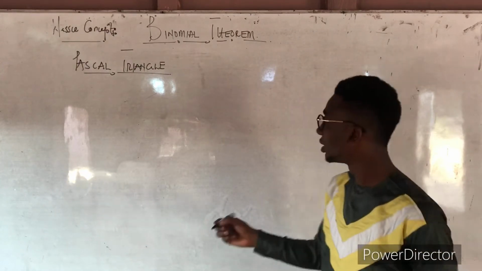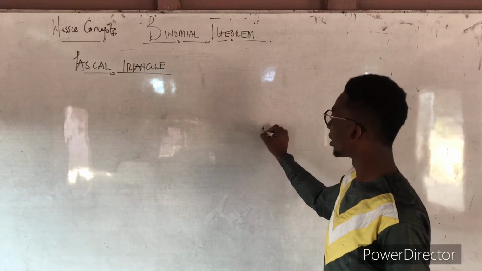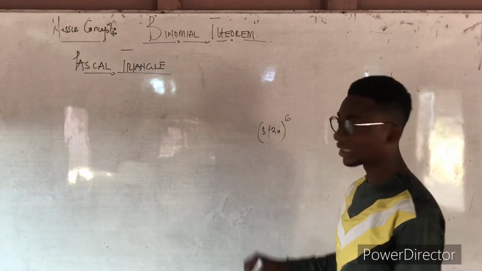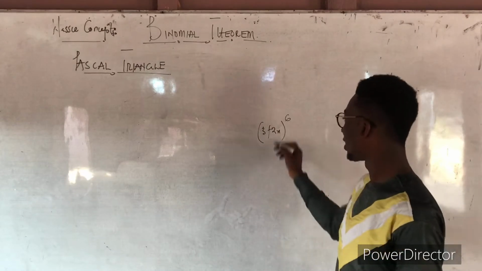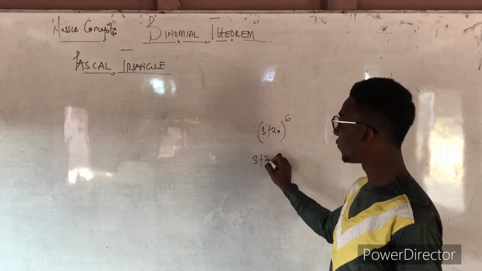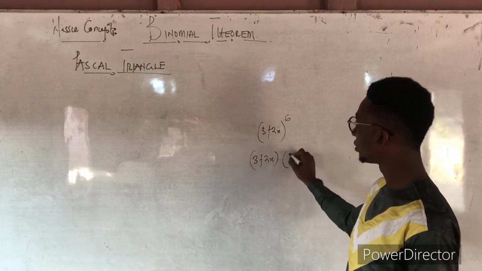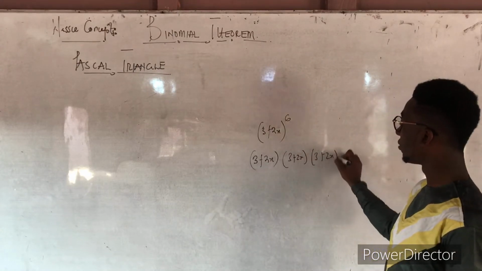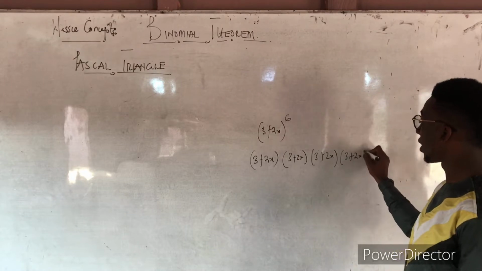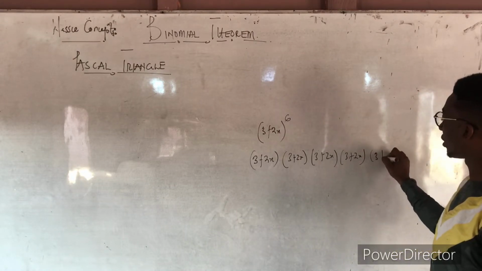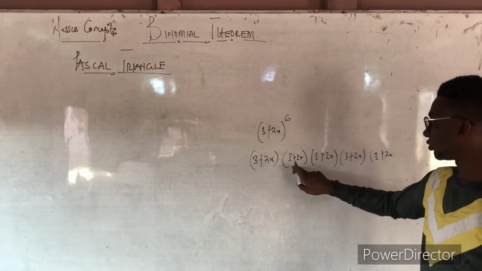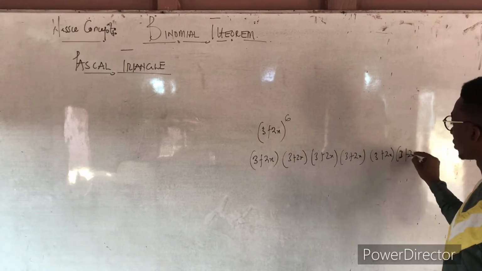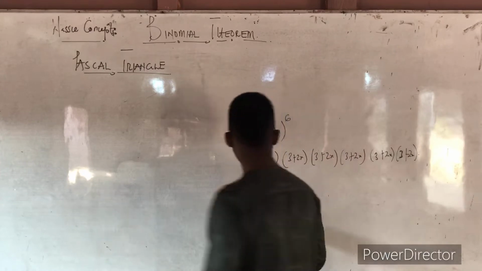So for instance, if you have something like 3 plus 2x raised to the power 6, in the normal way we have to be doing 3 plus 2x multiplying 3 plus 2x multiplying 3 plus 2x, and so on, six times. So I have to be doing this one by one.